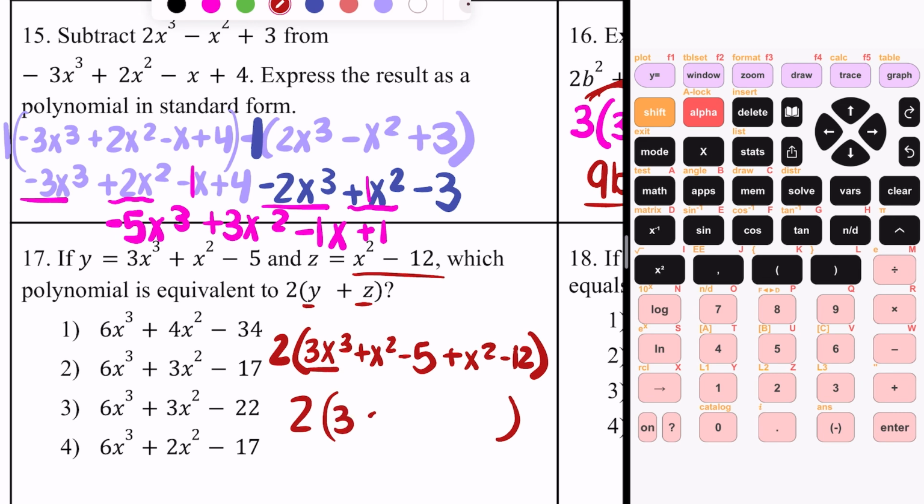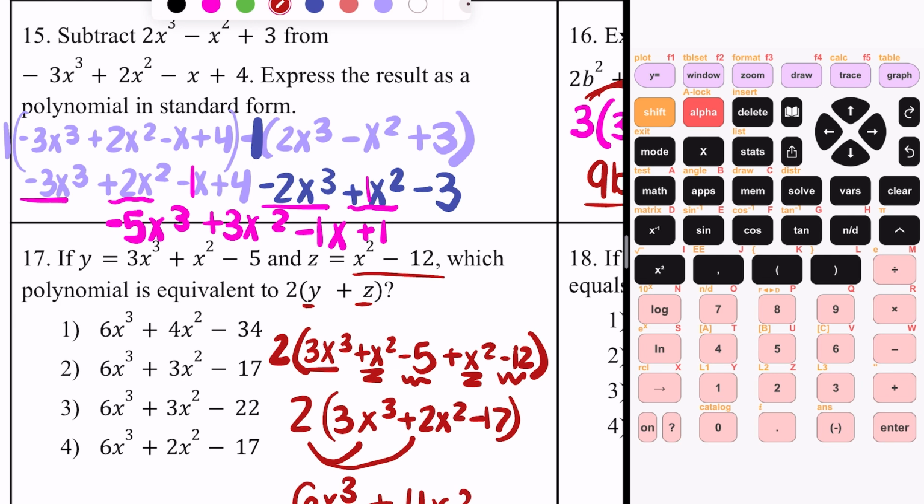This is my only cubed term. Then I have x squared plus x squared, which is 2x squared. And then negative 5 minus 12 is negative 17. Now I'm going to multiply by 2. 2 times 3x to the third is 6x to the third. Do not change the exponent. 2 times 2x squared is 4x squared. And 2 times negative 17 is negative 34, which is answer choice 1.